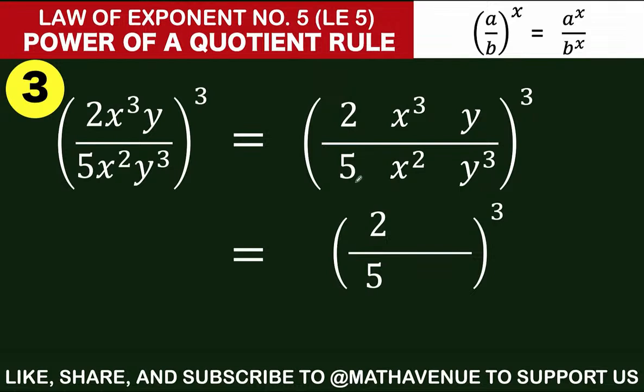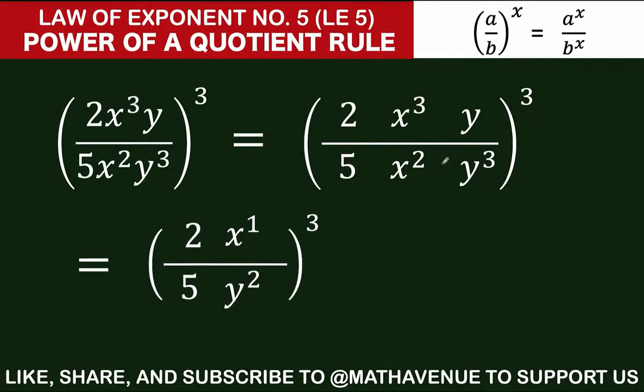There's nothing we can do about 2 over 5, so we copy. x to the third divided by x to the second is x to the first. y over y to the third is y raised to negative 2, or y to the positive 2 when written in the denominator, meaning 1 over y squared. Now, once this is already simplified like that, that's the time you apply law of exponent number 5. That way, this is much simpler than the previous one.